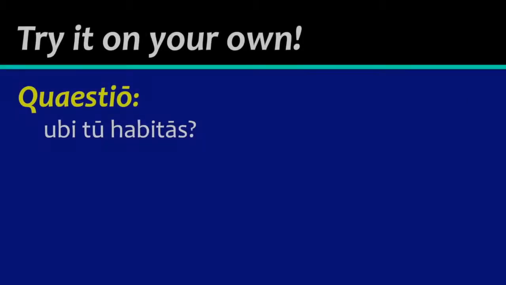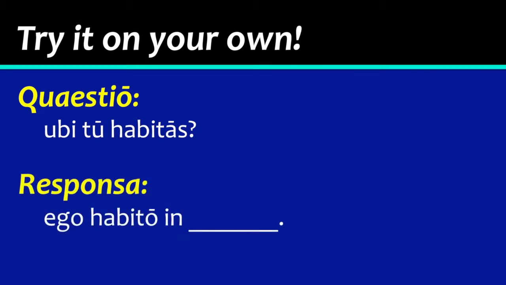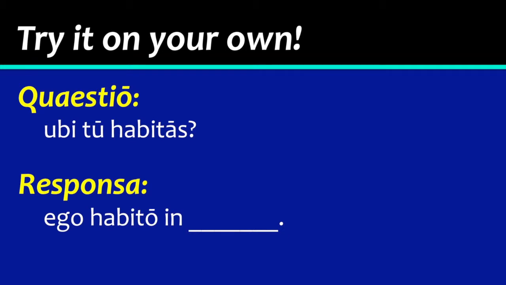I'll ask you Ubi tu habitas, and you can respond Ego habito in, then say the name of your state or your hometown. Let's go ahead and try it now. Ego habito in Colorado. Ubi tu habitas? Wonderful! You're doing great.